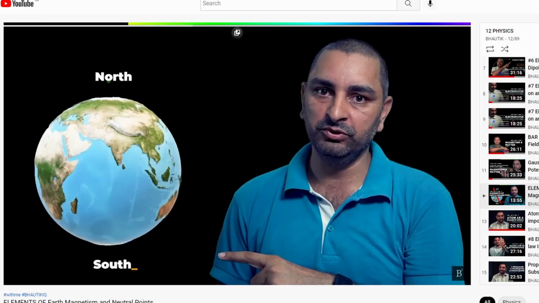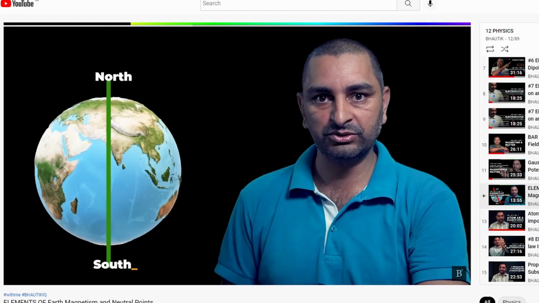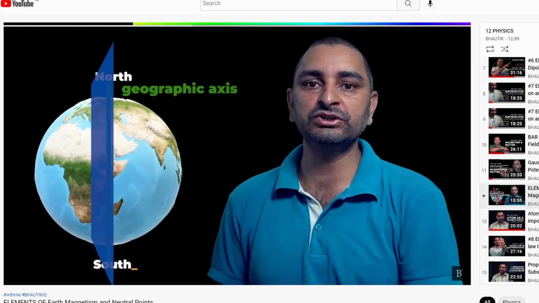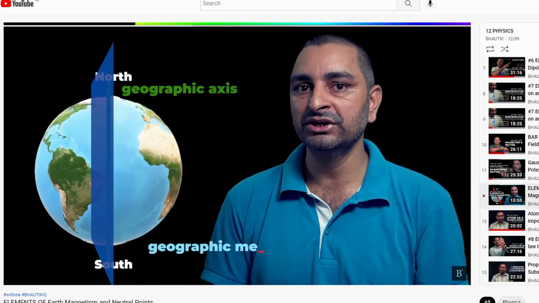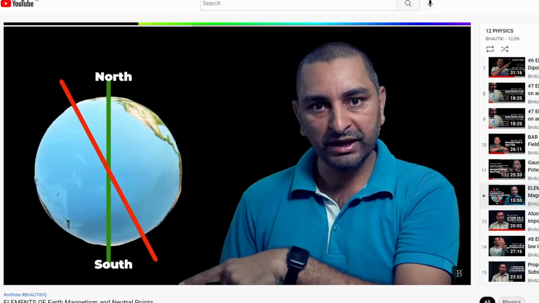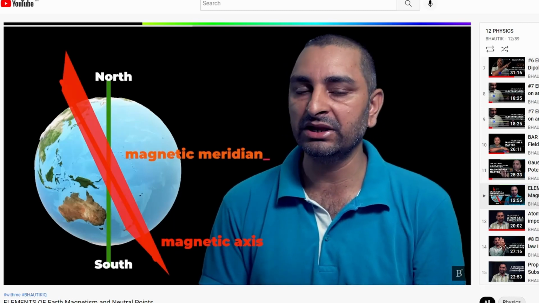Therefore the line passing through geographical north to geographical south is known as the geographical axis, and the plane which passes through this line, that is the geographical axis, is known as the geographical meridian. Similarly, the line from magnetic north pole to magnetic south pole, and the plane which is passing through this is known as the magnetic meridian.